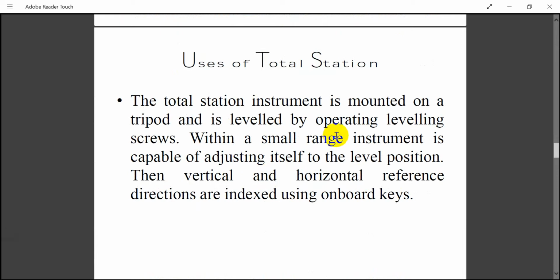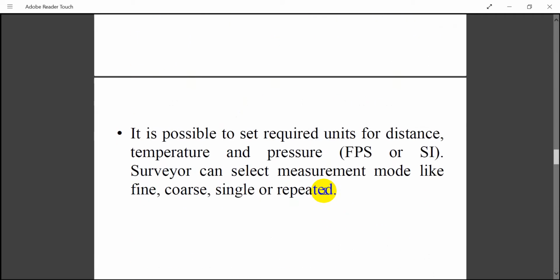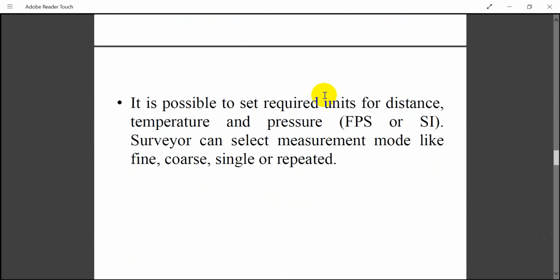The total station instrument is mounted on a tripod and leveled by operating the level screws within a small range; the instrument is capable of adjusting itself to the level position. Then vertical and horizontal reference directions are indexed using onboard keys. So it is possible to set the required units for distance, temperature, and pressure, meaning atmospheric temperature and atmospheric pressure. The surveyor can select measurement modes like fine, coarse, single or repeated.